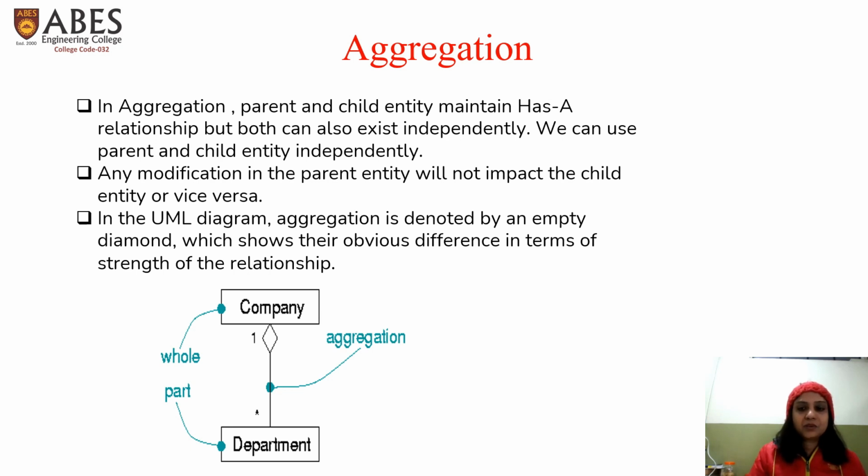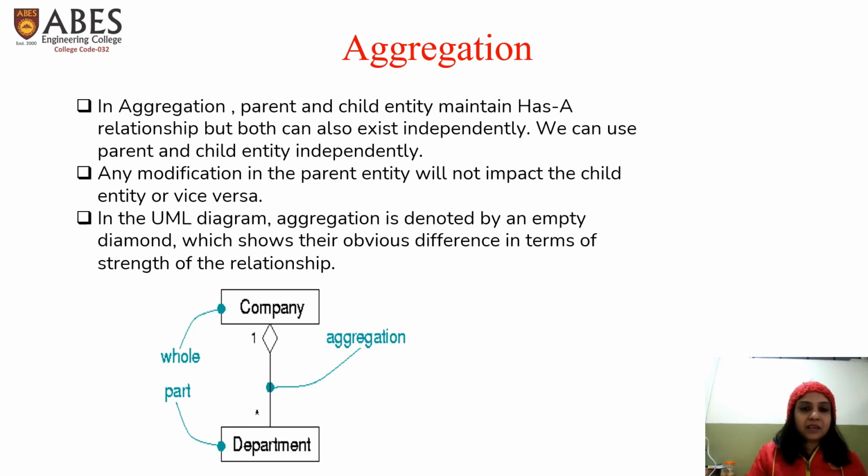Aggregation is basically a stronger form of association. It is basically a whole-part or part-of association. It represents the stronger relationship between the classes. In an aggregation, parent and child entities maintain a has-a relationship.